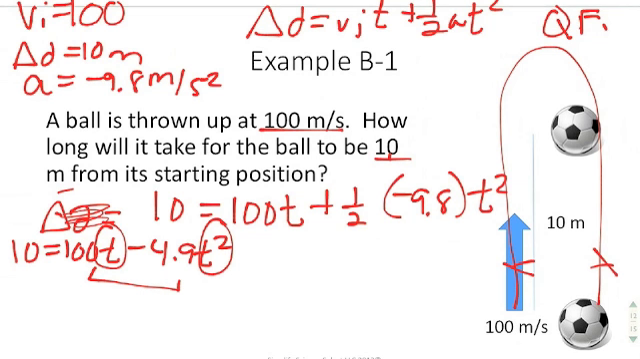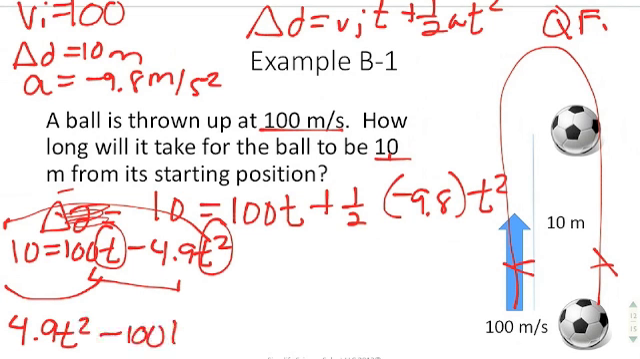So instead what I'm going to do is I'm going to move them all to one side. I'm going to take this and move it over to the other side. I'm going to take this and move it to the other side. So I'm going to have 4.9T squared minus 100T plus 10 equals 0. Whenever I do that, you now start to look at this and you say, okay, well, what do I do now? You should be familiar with the quadratic formula from math, where you can say that this is the A term, this is the B term, and this is the C term.